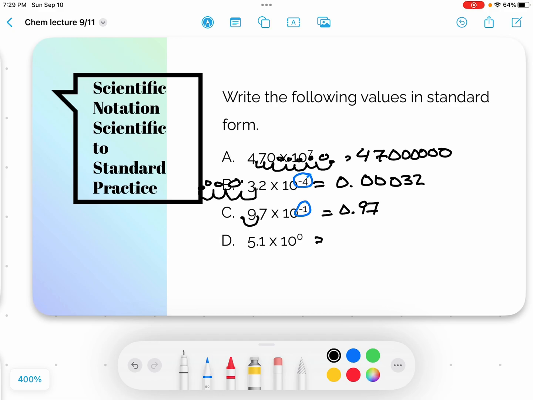All right, I have 5.1 times 10 to the 0. Well, I have a 0 here, so it's telling me I don't move anywhere. That means my final answer is 5.1. So it doesn't change if there's a 0 as an exponent. It stays whatever that number is. You're not going to see that very often. You're going to be dealing more with problems like A, B, and C.